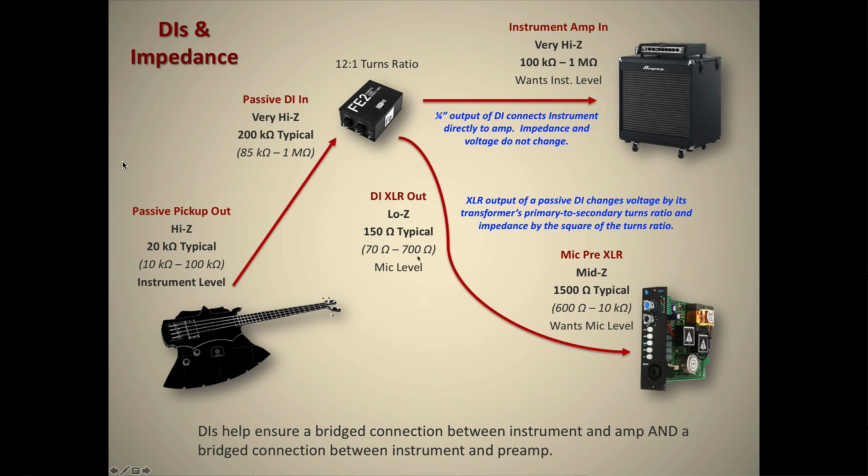So the impedance of this preamp is reflected back through the transformer to the bass, and once it's stepped up through the transformer, the bass sees roughly 200,000 ohms as a load on that DI. So this creates bridging from the bass to the DI and the DI to the preamp, and that's why we do it.